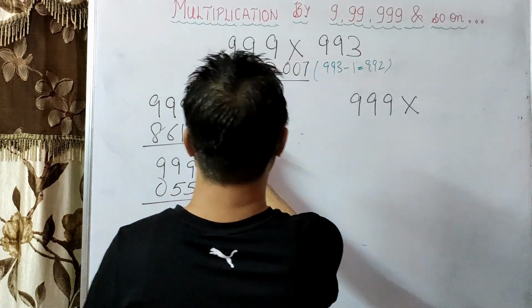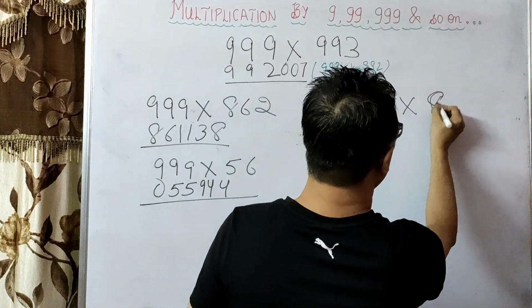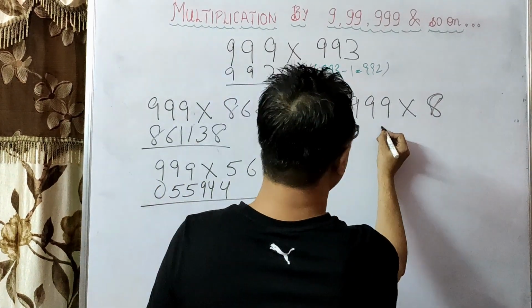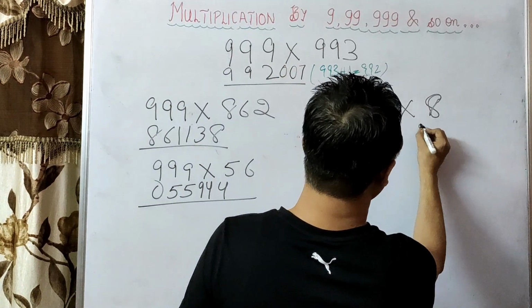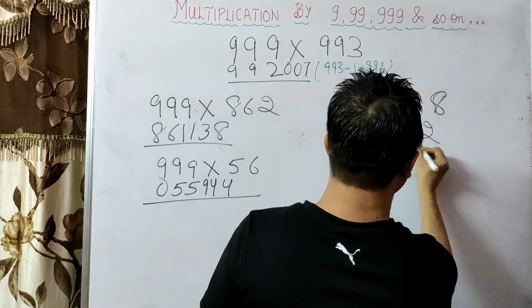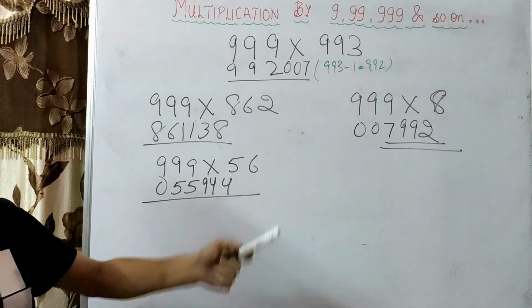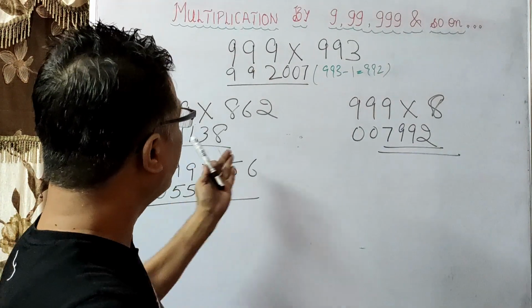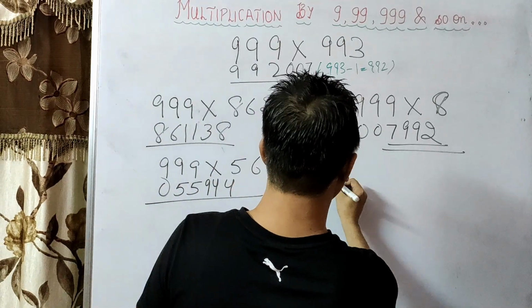Then if you have to multiply 999 with, say, 8, then 8 minus 1 is 7. 0 for ease. 9 minus 7 is 2. 9 minus 0 is 9. 9 minus 0 is 9. And the answer is 7992.